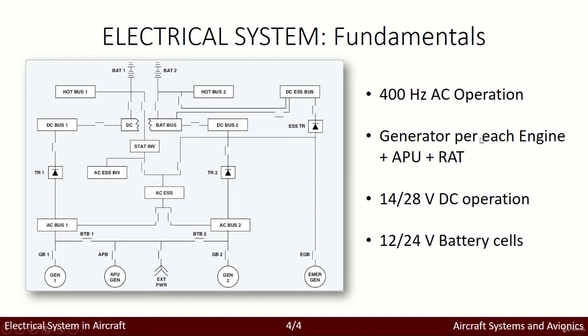Even small private single-engine airplanes have complex electrical systems. They are usually based on two magnetos for redundancy, and many other components, which we'll be discussing now.